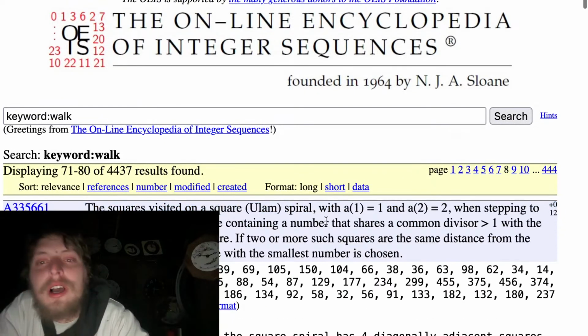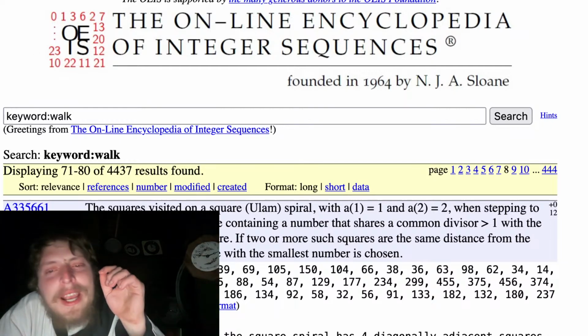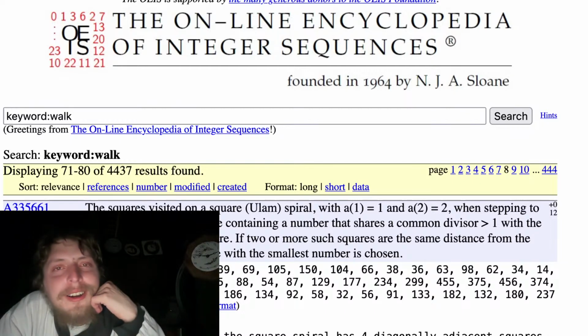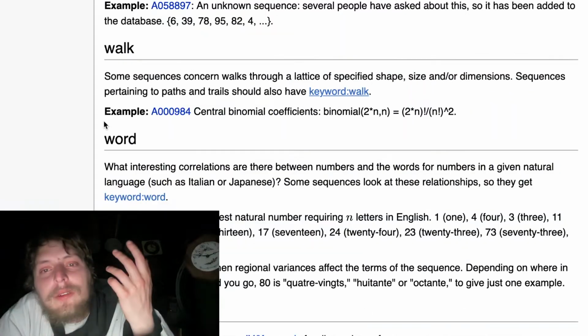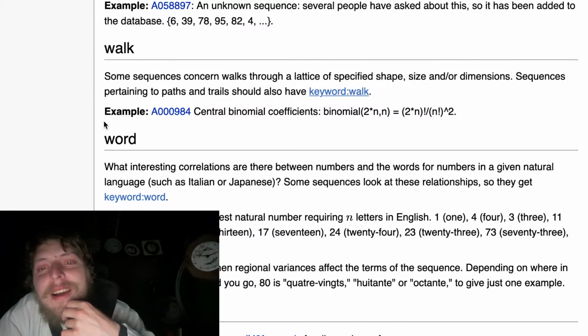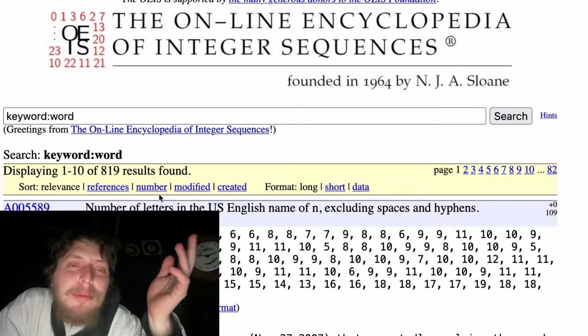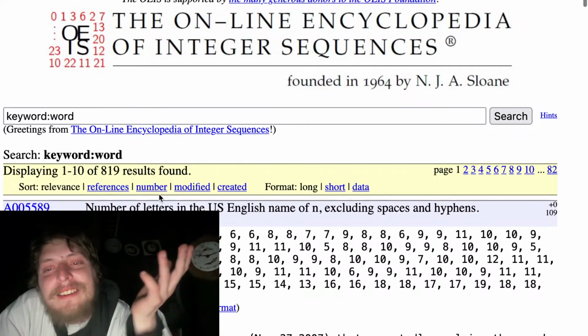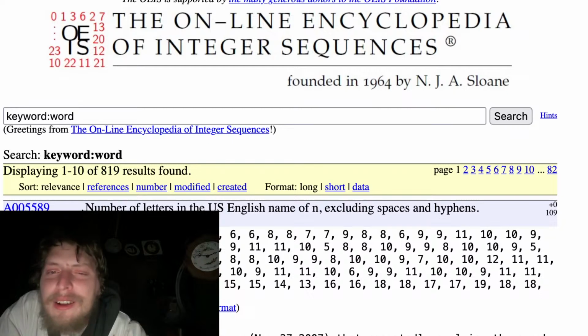This one's about the Ulam spiral. I wonder if the one that Wade submitted is under walk. Let's see. Anyway, back to the keywords. We have word. What interesting connections are between words and numbers in a given language? Now, some of them are kind of boring, but there are a few of these I did find interesting. Some of the ones that I like, I already read elsewhere and made a short about a while ago, but some of these are kind of cool to think about.